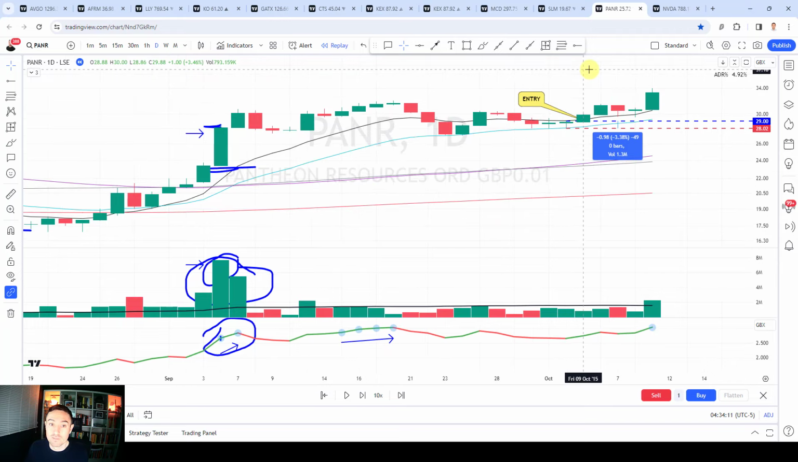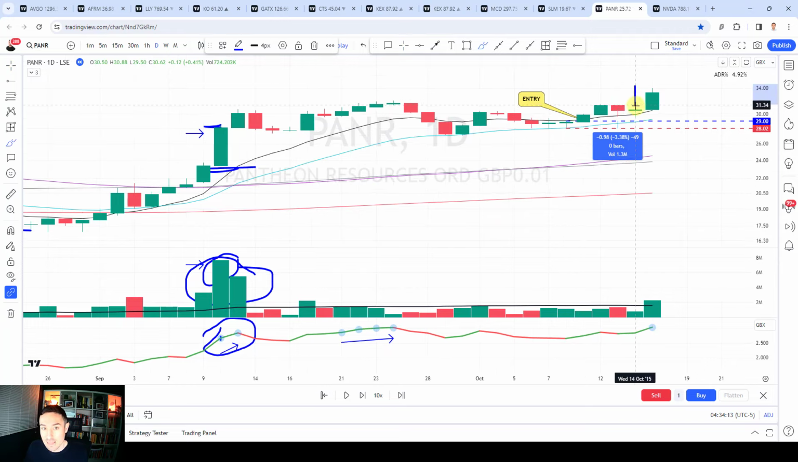And then what are we looking for? Testing action. There's another shakeout demand tap. There's another entry point right there. Look how the volume drives up, 52-week high.